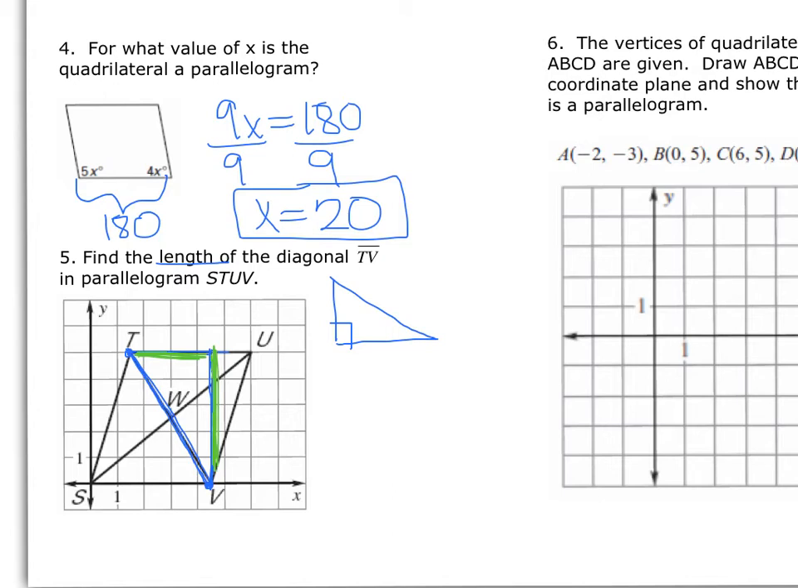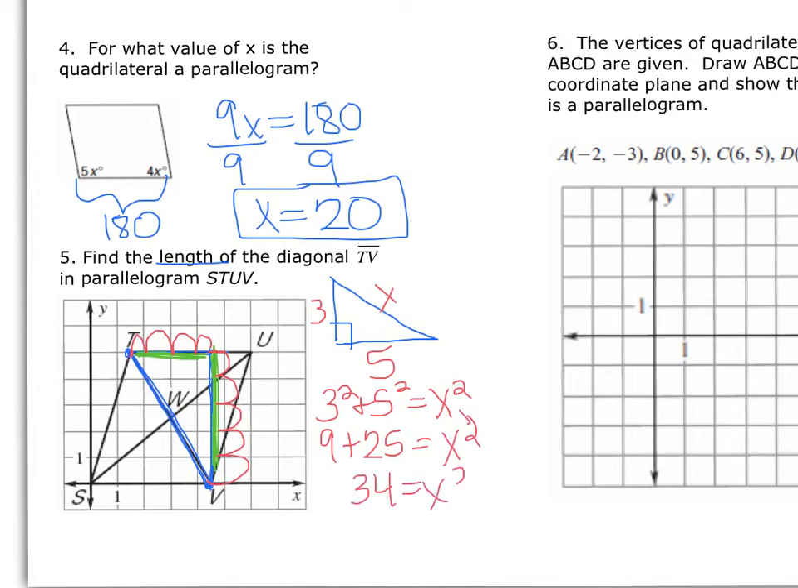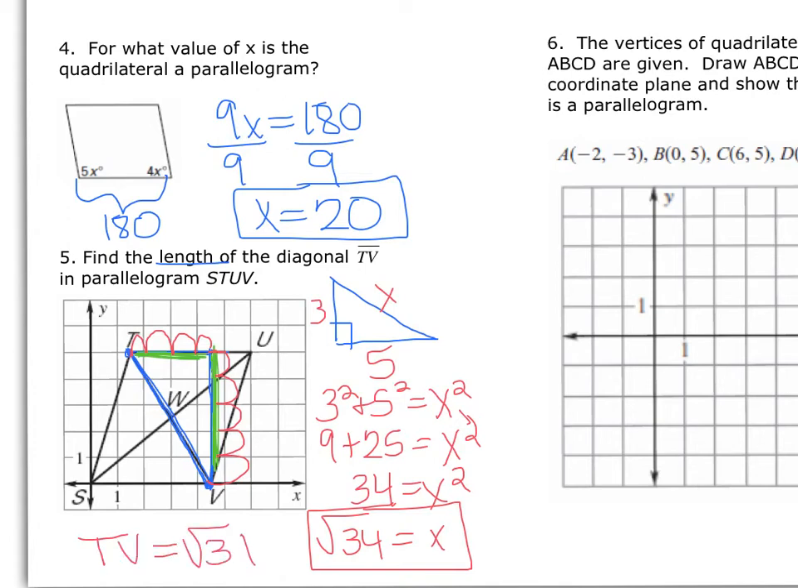So we just need to count a few lengths so we can do the Pythagorean Theorem. So we have here a half, 1, 2, and another half. So we're going to call that 3. And then let's count this one, 1, 2, 3, 4, 5. So now all we have to do is a squared plus b squared is equal to c squared. 9 and 25, 34. So x is equal to the square root of 34. There you go. So that's the length of your diagonal. TV is equal to the square root of 34.